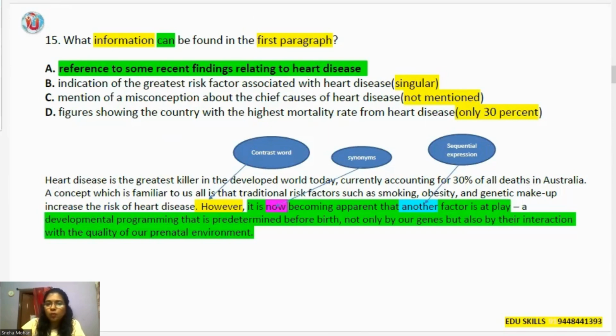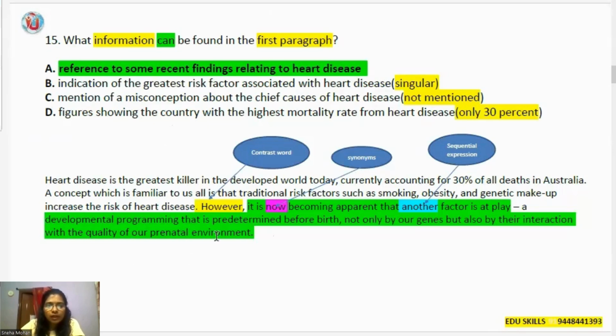So let's move on to answer option A. Answer option A is telling a reference to some recent findings relating to heart disease. Whenever we are solving any of these parts of reading, we should be looking for synonyms, synonymous language, contrast words, and sequential expressions. This will really help us lead to the answer.